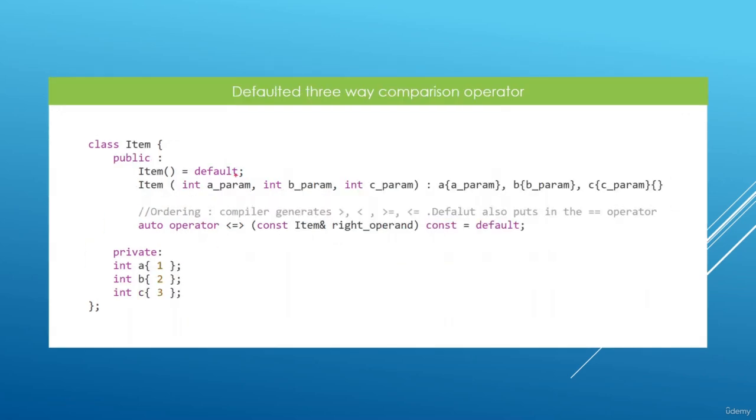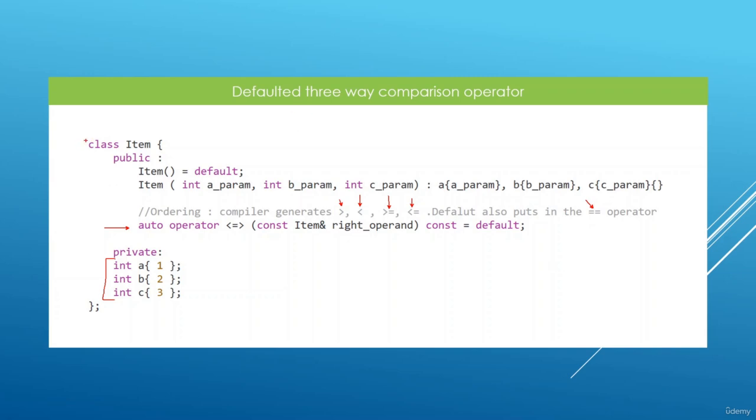We also saw that we could default the three-way comparison operator, and the compiler would use this to generate our greater than, less than, greater or equal, and less or equal operators. But we also get another bonus if we do things like this. Because this is going to do member-wise comparison, the compiler is going to say, if this guy is doing default comparison, I can also default comparison for the equals operator. So the compiler is going to give you a free equals operator that can in turn be used to give you a not equals operator. And this is really cool.